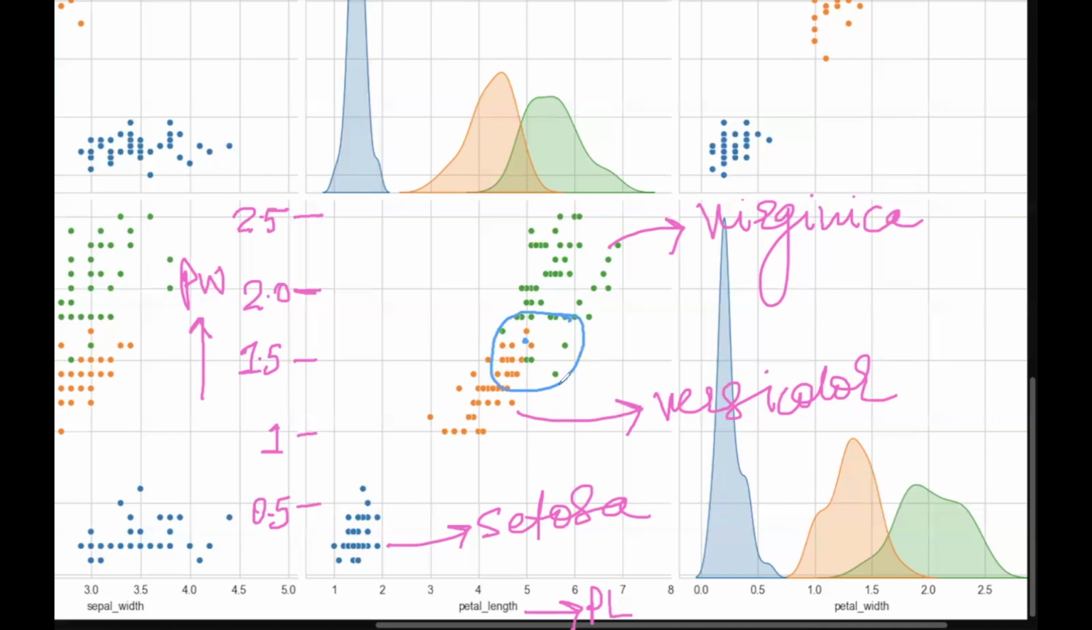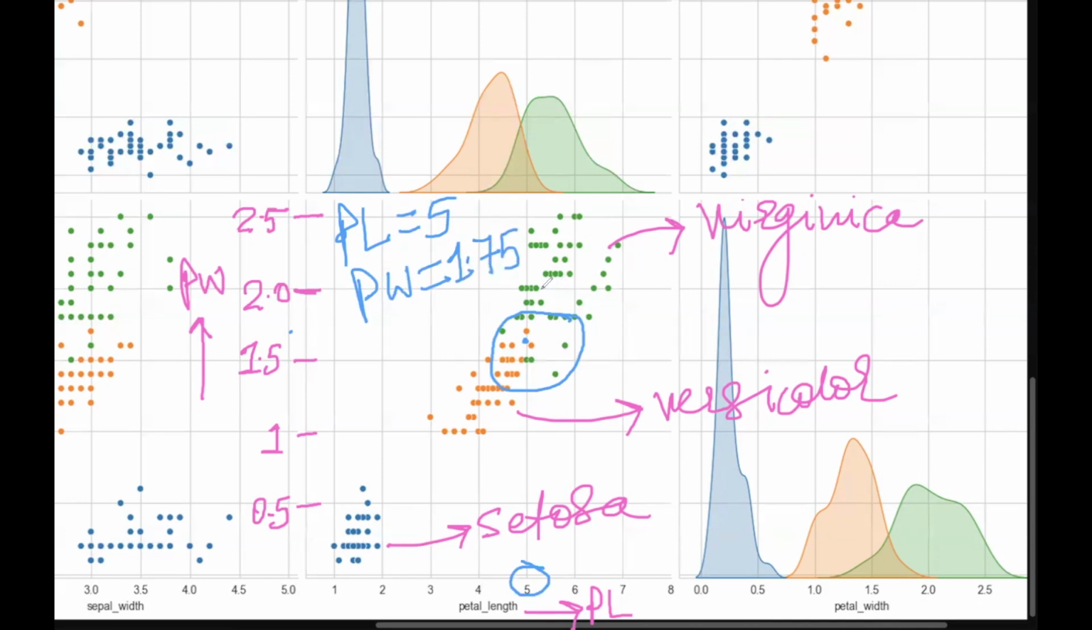Let's say I picked up a new flower from the garden, from the iris family, and I found that its petal length is this much. So this is my petal length. It is approximately 5. And let's say my petal width is between 1.5 and 2.0, so it will be somewhere around 1.75. So my petal length is equal to 5, and my petal width, let's say, is equal to 1.75. This is just an approximation.